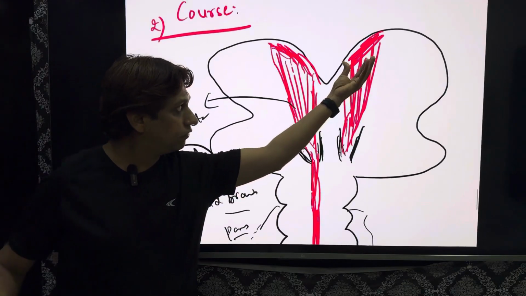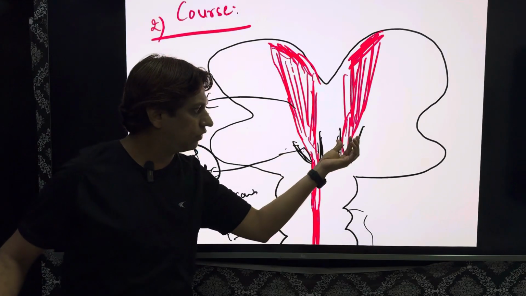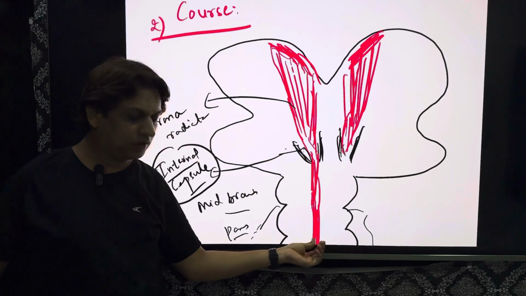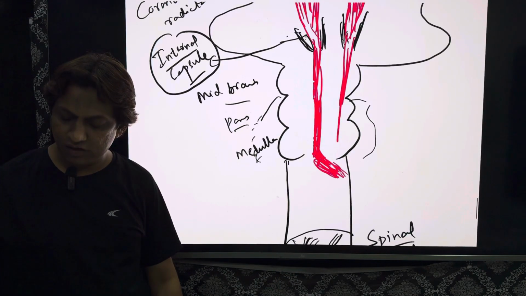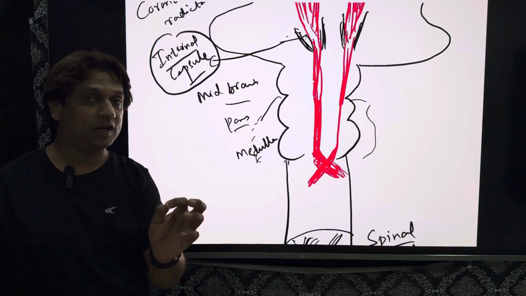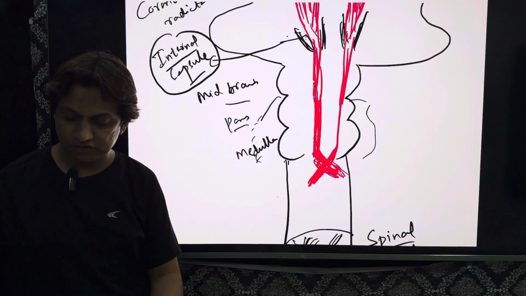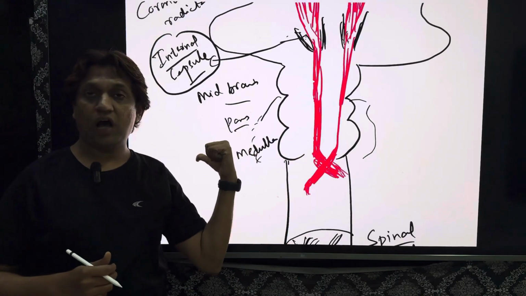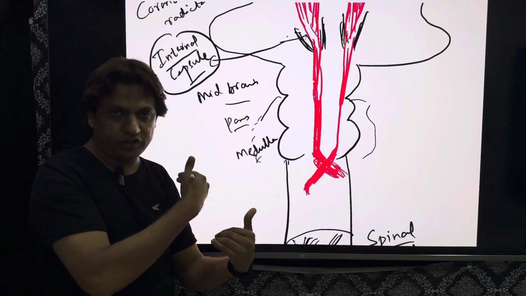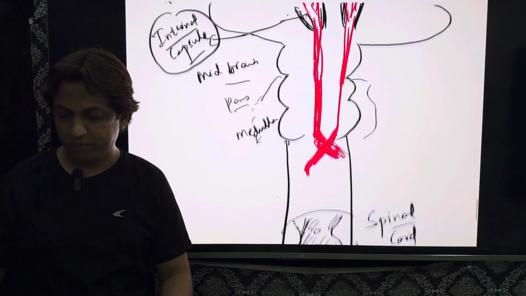Similarly, the fibers coming from the left cerebral cortex will come from the left internal capsule, descend into the midbrain, pons, medulla, and they will also cross at the level of the medulla. That's why it is called the pyramidal tract. It forms a pyramidal decussation, 80 to 90%. That's the reason this part will control the opposite side, because it crosses at the level of the medulla, more specifically the lower end of the medulla.